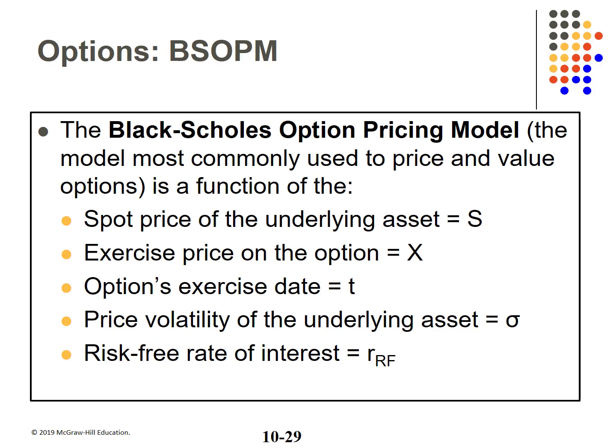The Black-Scholes option pricing model is the most widely used approach to valuing stock options. The variables used are S, the current price per share of the underlying asset, X, the exercise price of the option, T, the time to maturity expressed in years, sigma, the price volatility of the underlying asset, and the risk-free rate. We're going to go through this in detail at the end of this chapter.